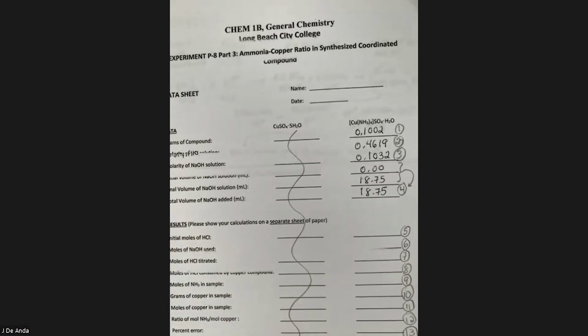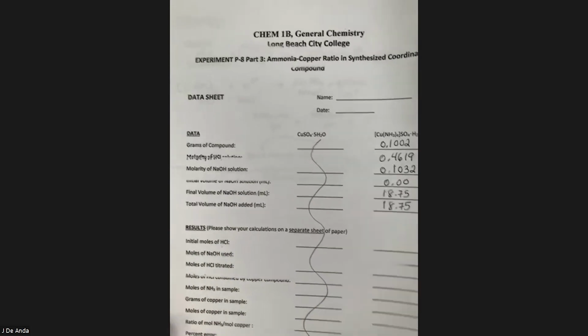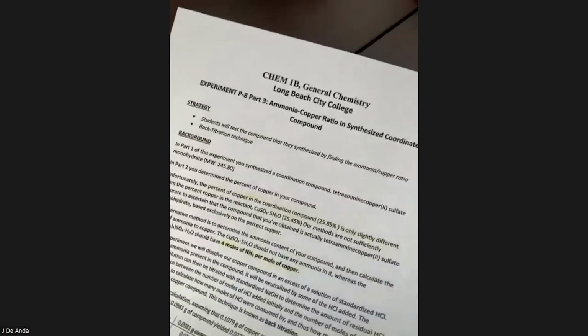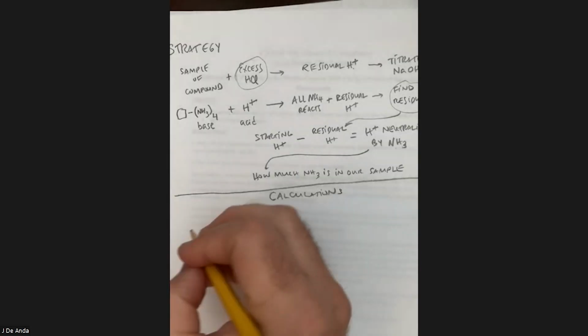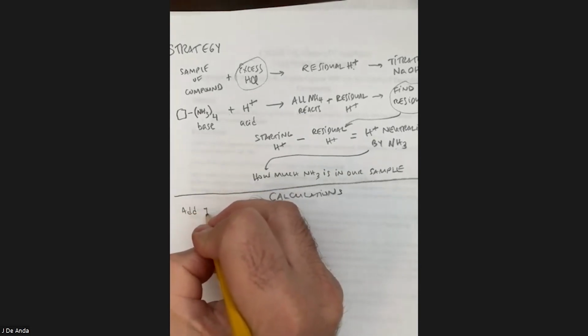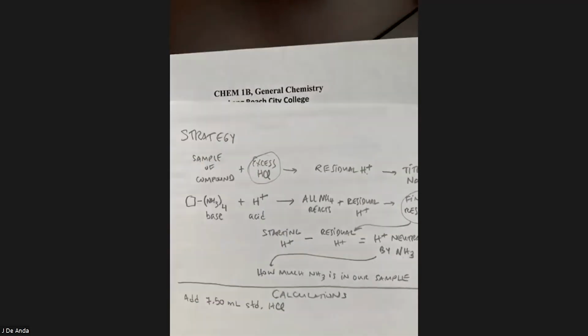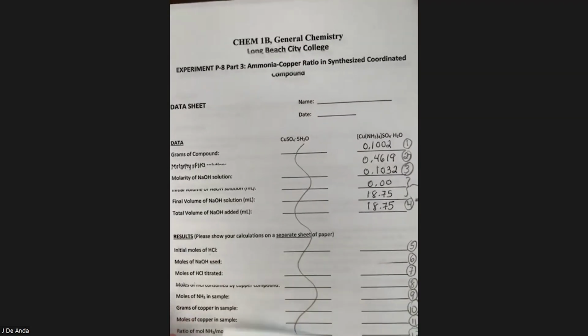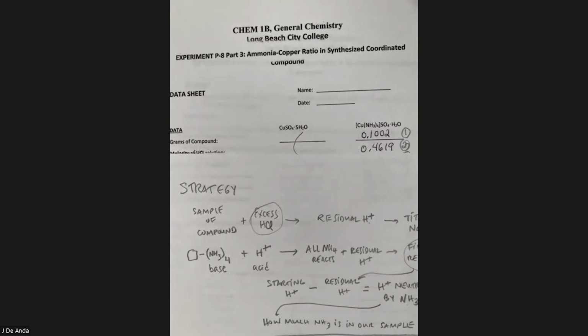So here we go. Okay, let's get started. The first thing we want to find out is what were the initial moles of HCl? For that, we have to go back and remember our procedures. Remember how much HCl you added? Let's look that up. We had added 7.50 milliliters of our standardized HCl. Where's my data sheet? I'm sorry, I have it over here. How many moles of HCl was that? Well, we said the HCl molarity was 0.4619.